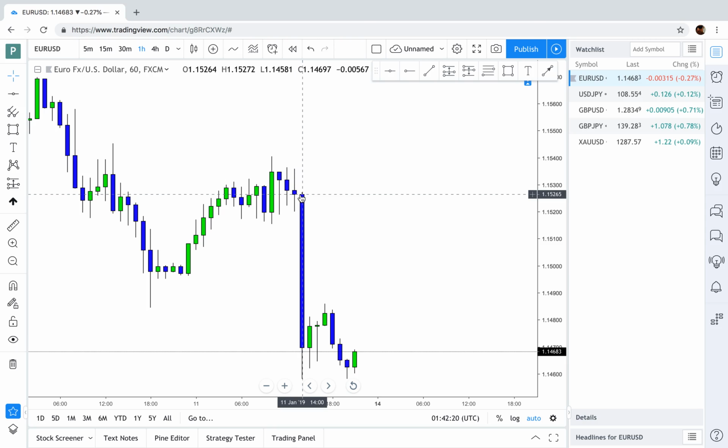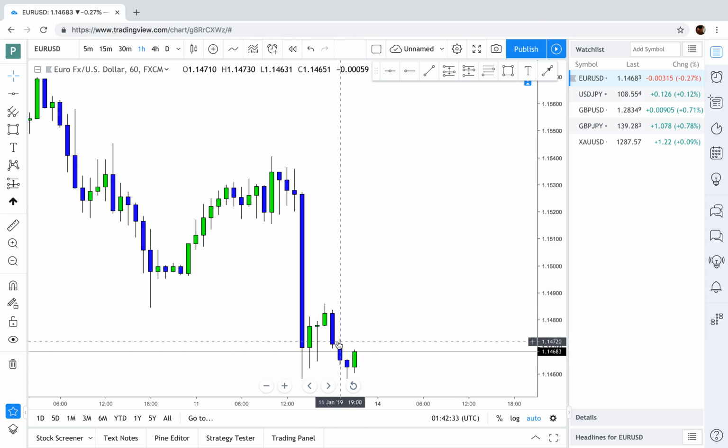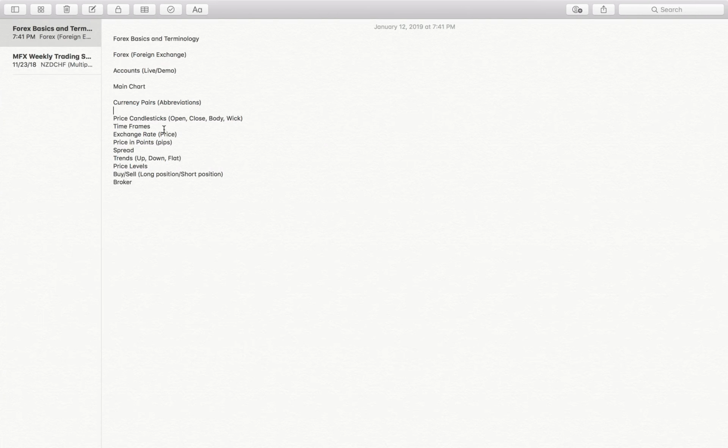But whenever price opened up here, it opened at this 1.1525 area, and then dropped all the way down over the course of 1 hour, coming down to near 1.1458 or whatever. So here's how the candlestick works. There are four components to the candlestick, and let's look at that right now.